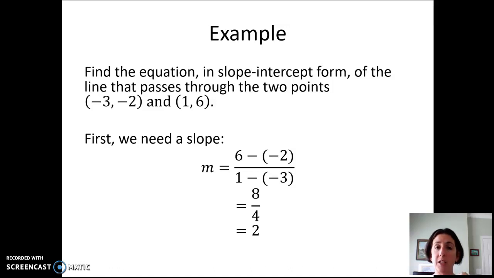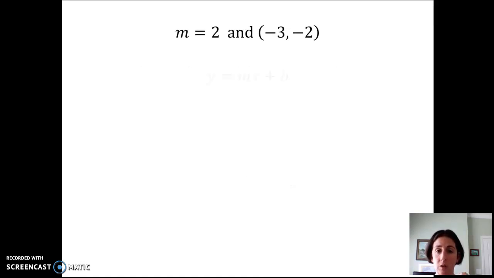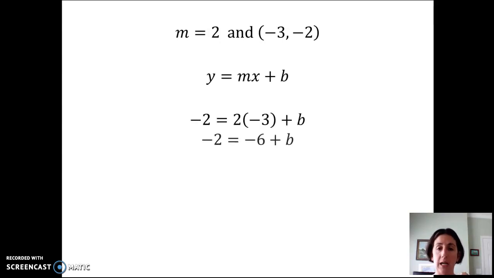Now before we had a slope and 1 point. Now we have a slope and 2 points, so what do we do? Well, what if we just pick one? So if we pick -3, -2, do our y equals mx plus b, plug in our m, x, and y, and solve for b, we get b equals 4, and that gives us the line y equals 2x plus 4.